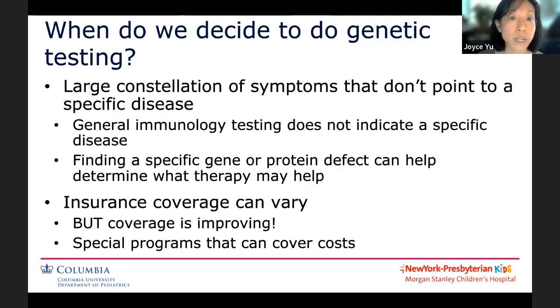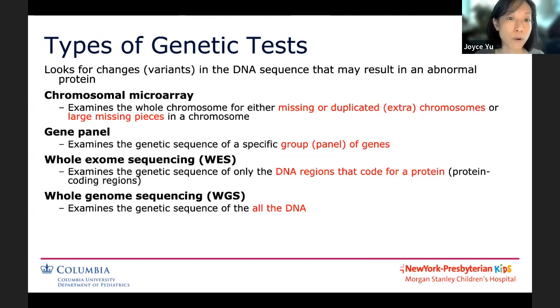And in terms of the types of genetic tests here, this is a big overview of the major genetic tests that we use. The point of the genetic tests is that they're looking for changes or variations in our DNA sequence that may result in an abnormal protein, which is the functional part of our immune system that helps act to do things, basically.